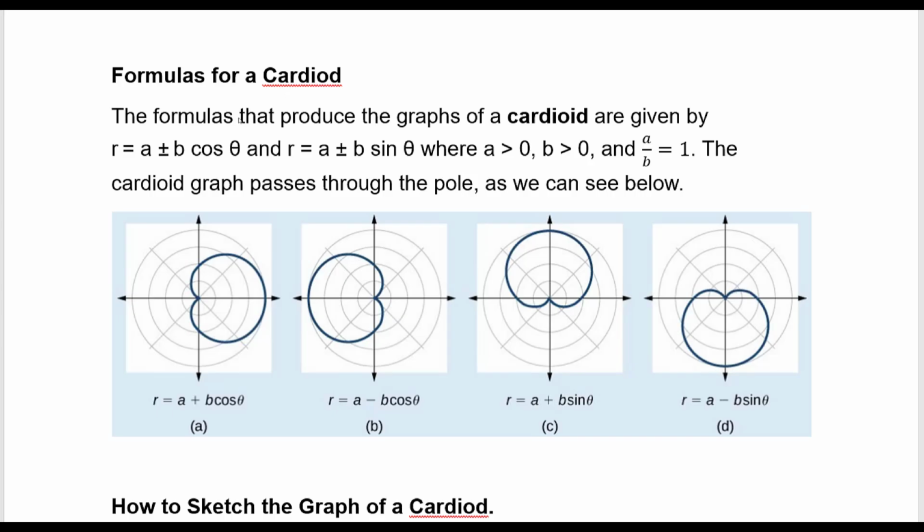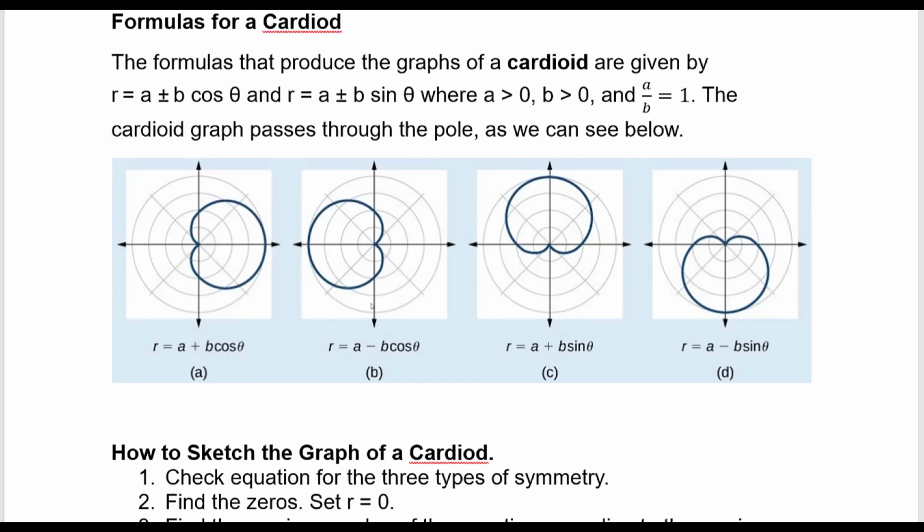Formulas for cardioids. The formulas that produce the graphs of the cardioids are given by r equals a plus or minus b cosine theta and r equals a plus or minus b sine theta, where a is positive and b is positive, and a over b is equal to 1. The cardioid graph passes through the pole, as we can see in these examples. So here's an example of r equals a plus b cosine theta, like that. R equals a minus b cosine theta, so it goes the other direction. R equals a plus b sine theta goes up, and r equals a minus b sine theta.